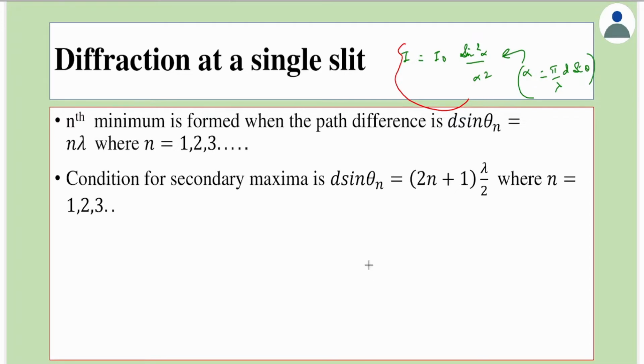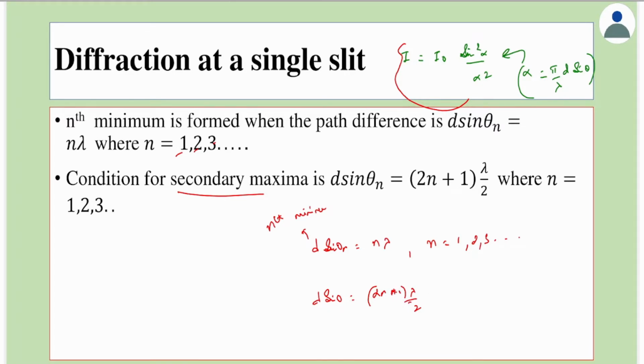And also, we want to find the relationship between path difference and the angle made. For the nth minimum, the path difference is d sine theta n is equal to n lambda, where n is equal to 1, 2, 3. This is for the nth minimum or the dark bands. For secondary maxima, the condition is d sine theta is equal to (2n plus 1) lambda by 2. This is the condition for secondary maximum.